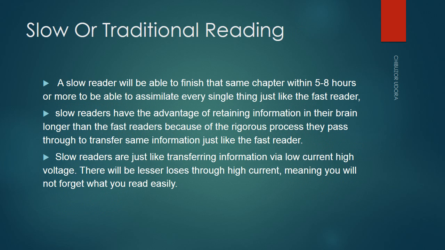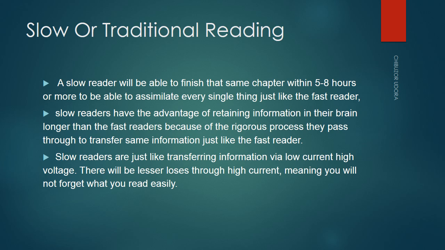Slow reading or traditional reading. A slow reader will be able to finish that same chapter within 5 to 8 hours or more, to be able to assimilate every single thing, just like the fast reader. So you see, it takes a slow reader longer time to achieve the same result, but then they end up achieving the same result. So if you realize that you're a slow reader, don't bother reading like the fast reader.